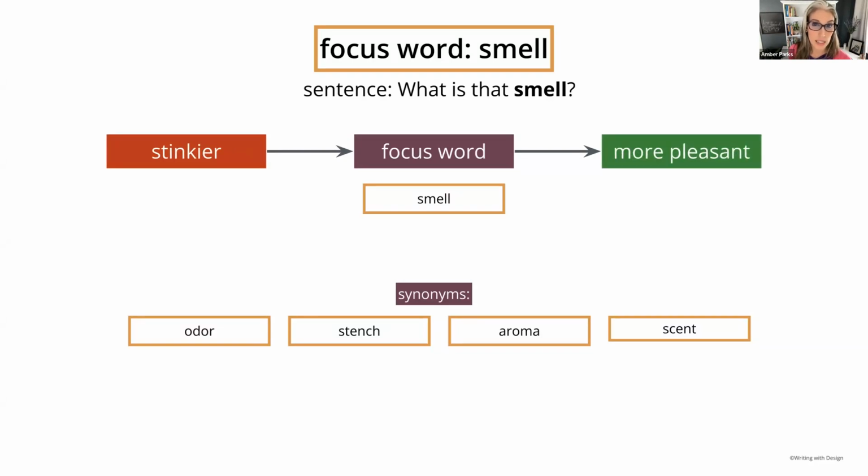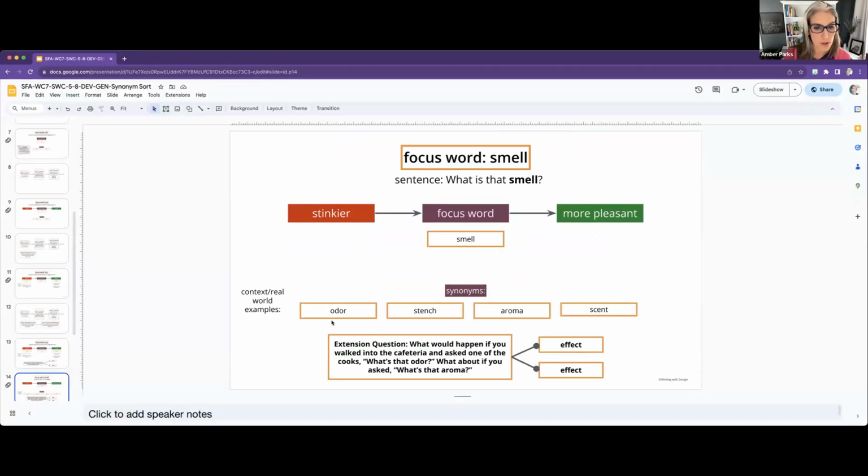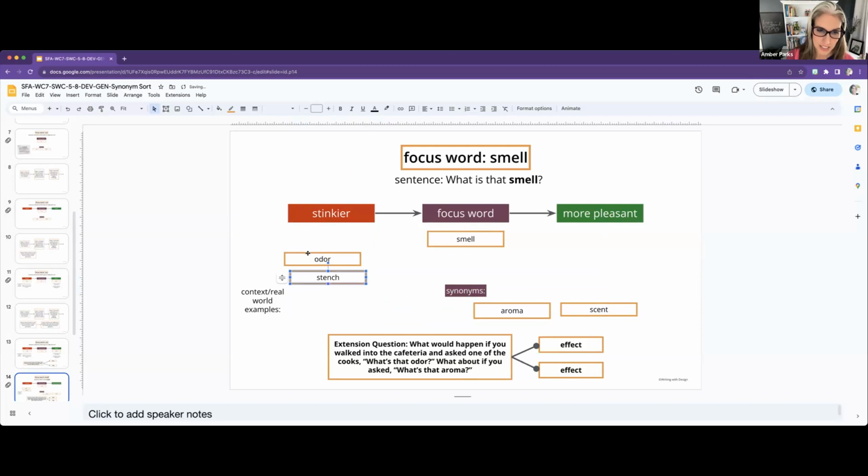And in this case, we're going to come up with that there's a stinkier and a more pleasant kind of smell associated with these different words, right? And then there will be a place for the context and real world examples to pop up. So this is actually intended for you to come out of presentation mode, and you will just grab these and say, oh, you know what? Odor is pretty stinky, but I think stench is actually stinkier. So I would actually set them up like this. May not line up exactly, because there's definitely an overlap here. So I think that kind of makes sense here.